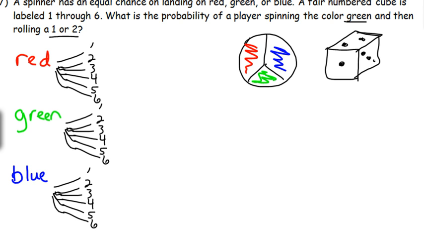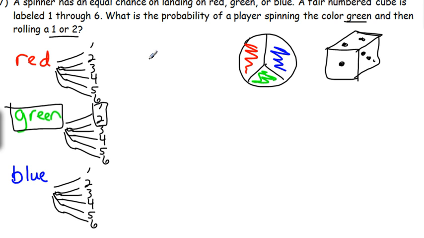So now the question's saying, what is the probability of getting a green? So we really only care about our green outcomes here. And we want to get a 1 or a 2. So how many of our outcomes end up getting green and a 1 or a 2? Well, it's just these 2 outcomes, green and 1 and green and 2.